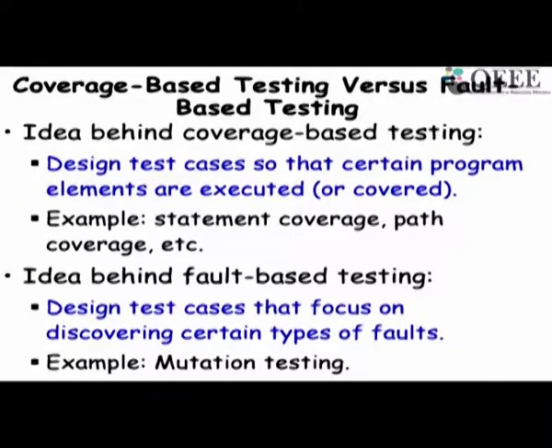So in coverage based testing, we design test cases such that some program elements are executed, also called covered. On the other hand, in fault based testing, we need test cases which help in discovering some type of fault. Maybe a data type is changed, float to int, or the programmer has interchanged some statements, or the array is out of bound, and so on.